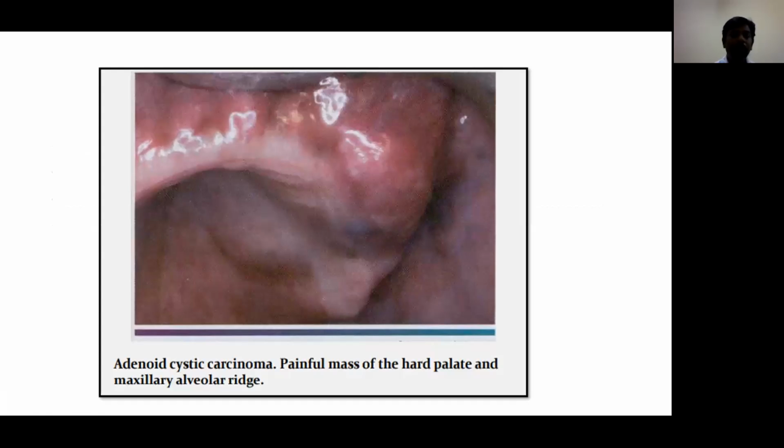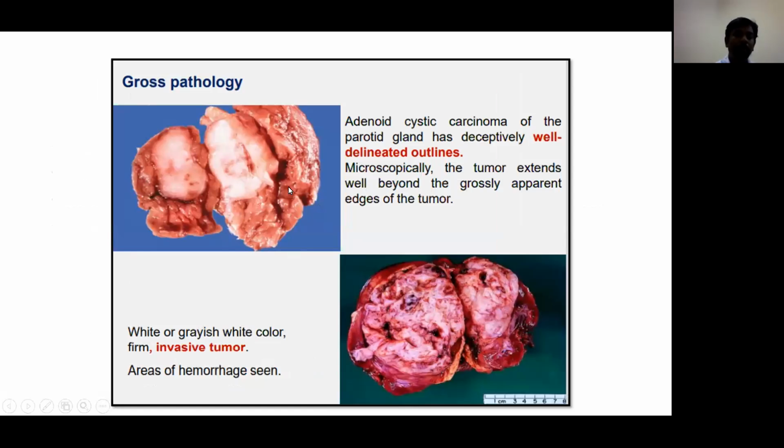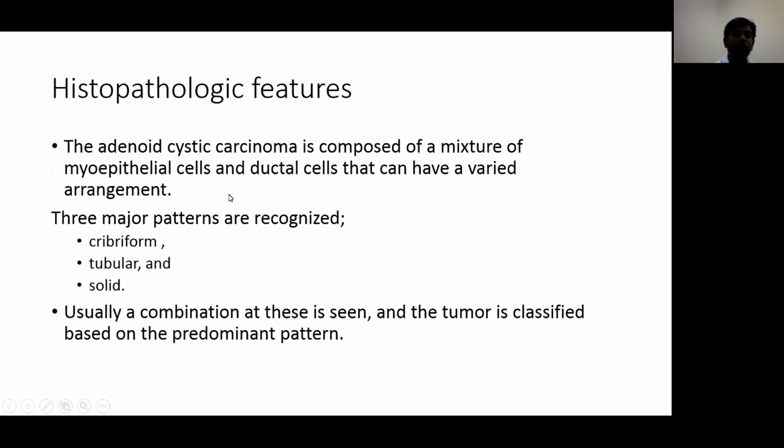Okay. Here you can see the tumor presenting as a painful mass in the hard palate, maxillary region. Cut section shows solid gray white areas, and sometimes you may see hemorrhagic areas. Histopathologically, they have a composite mixture of myoepithelial cells and ductal cells, and cribriform, tubular and solid patterns are seen here.